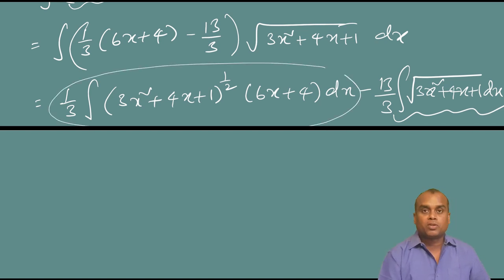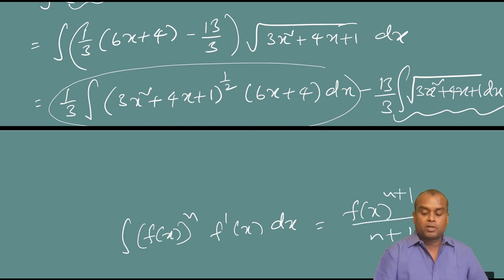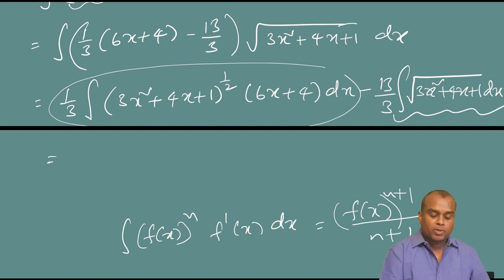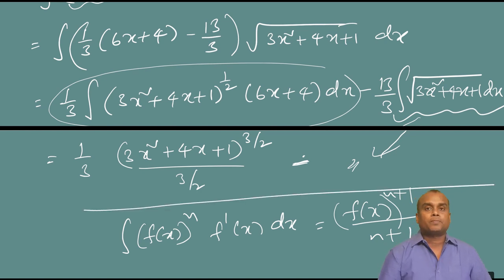Observe that this also actually you know. Once again you can see that it is of the form integral f of x whole power n into f dash of x dx. And the formula is nothing but f of x whole power n plus 1 by n plus 1, like the previous one. So you simply apply that formula, we'll have it as 1 by 3 into 3x square plus 4x plus 1 whole power 3 by 2 by 3 by 2, plus this minus 13 by 3 into, you know how to evaluate this quadratic, write the answer there, you got your integral.